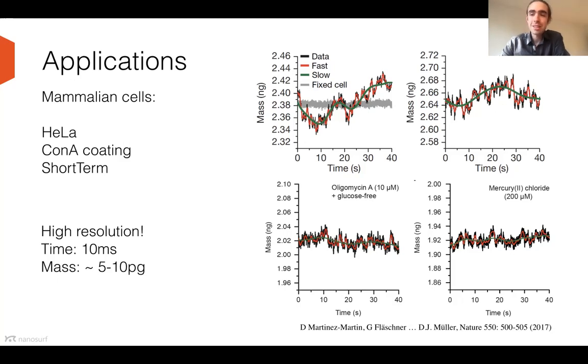In time, we really have 10 milliseconds resolution, so there are lots of things you can play with and investigate, and the mass resolution is 5 to 10 picogram, around that ballpark. It can be even put lower, as we will see later on. It very much depends on the cantilevers that you're using, and also the amplitude that you're using for your measurement. But nonetheless, a few picogram is significantly less than the total cell mass, which we see here is around 2 to 3 nanograms. So really rather 1,000 times higher than our resolution here.